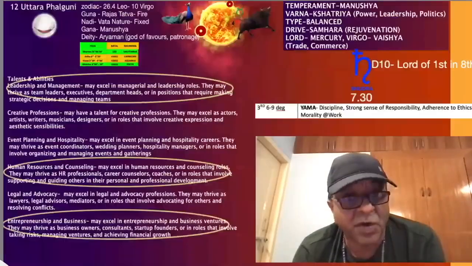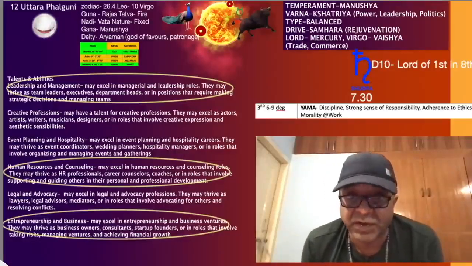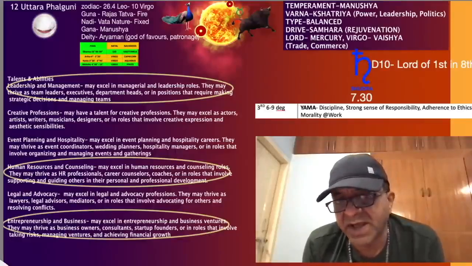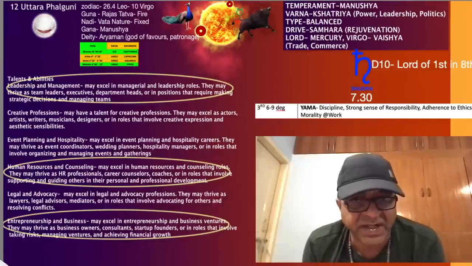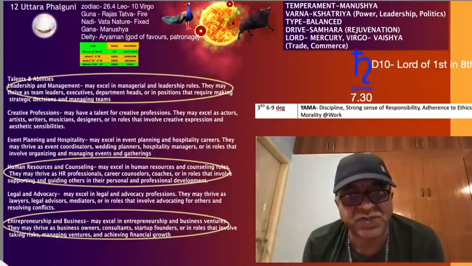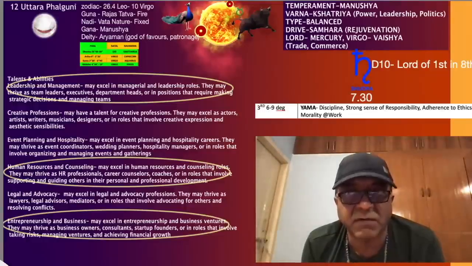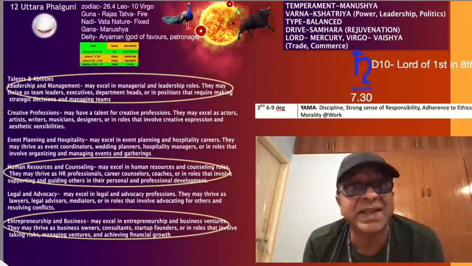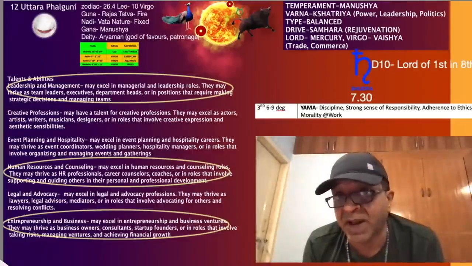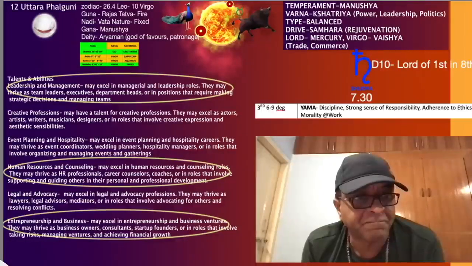Now let's see the Lord of the Ascendant. The Lord of the Ascendant is in Uttara Falguni in the third pada, which is 6 to 9 degrees in the Yama angle, which is discipline, strong sense of responsibility, and adherence to ethics and morality at work. All the qualities that are needed for running a private HR company, a human resources company.